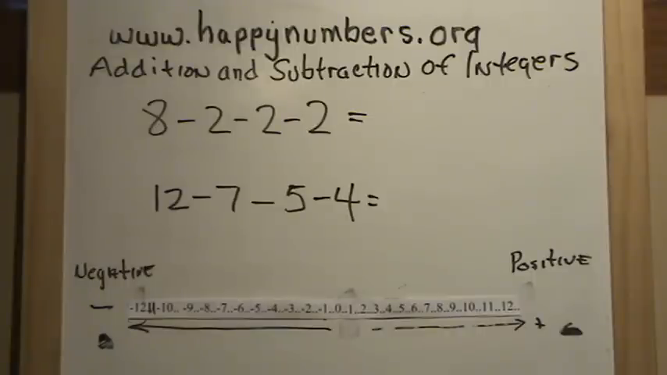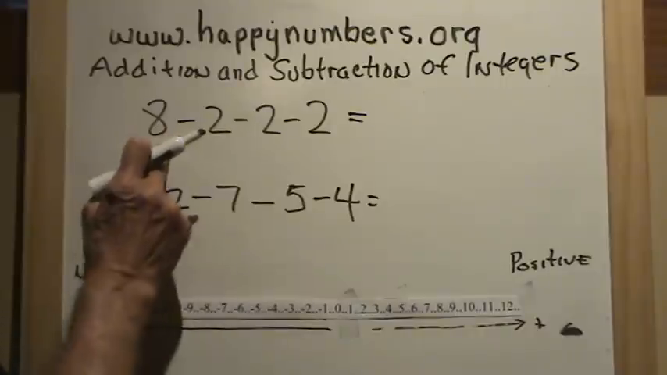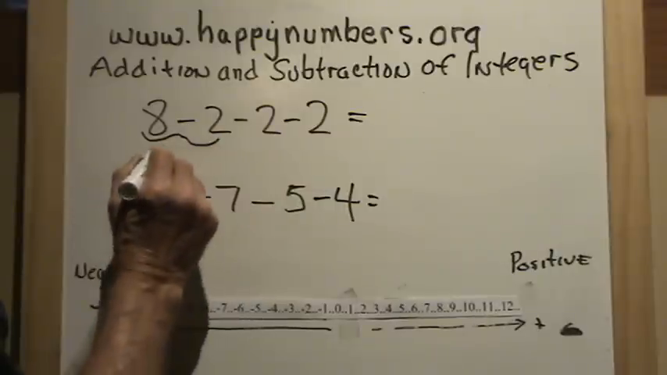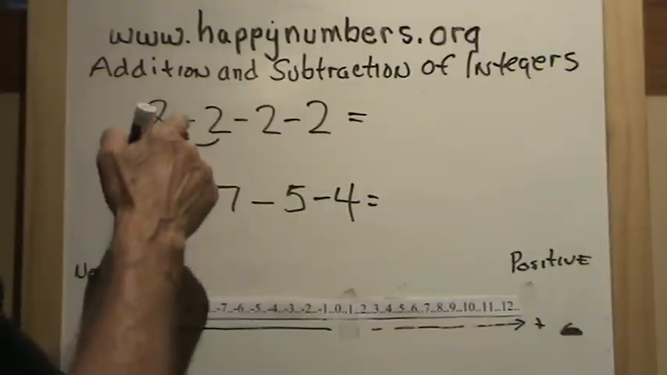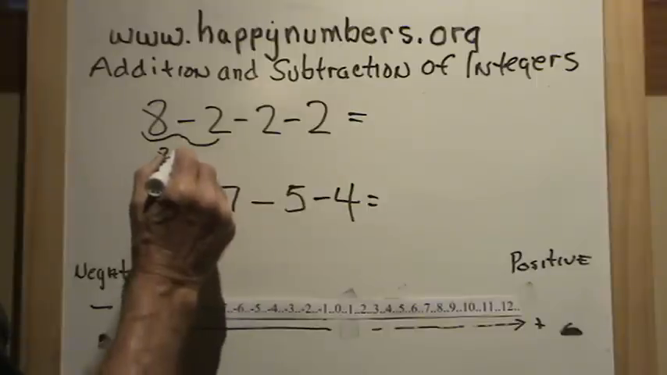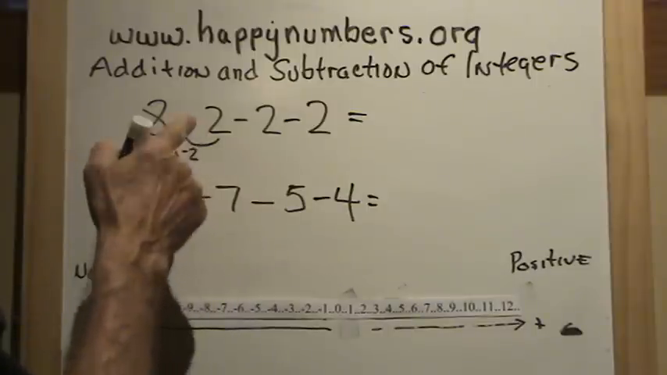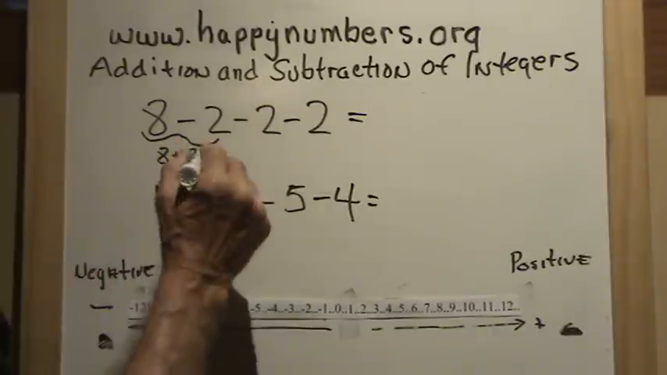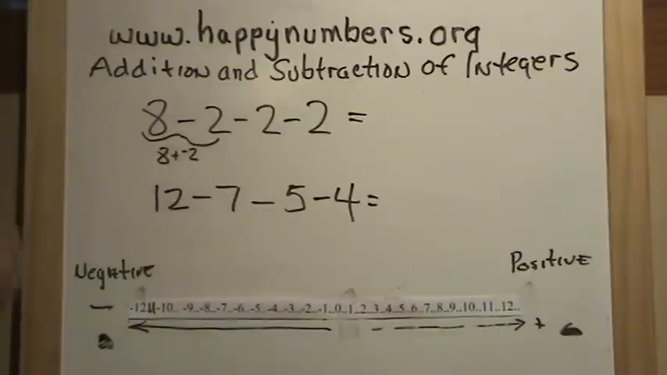Okay, let's take a look at this one. I'm going to deal with this part first. So I'm going to say 8, and I have to add the opposite of the second number. So 8 plus a negative 2, because that's a positive 2. Well, 8 plus a negative 2, I know will give me a positive 6.